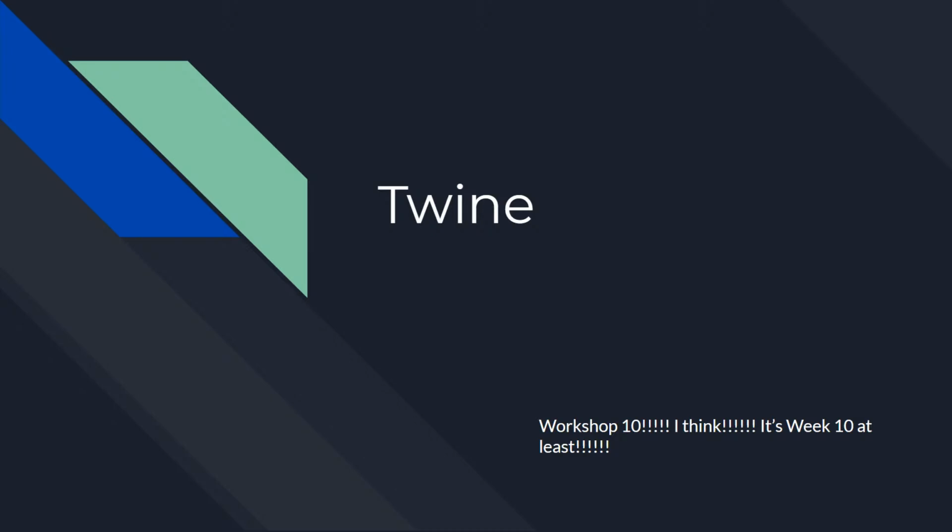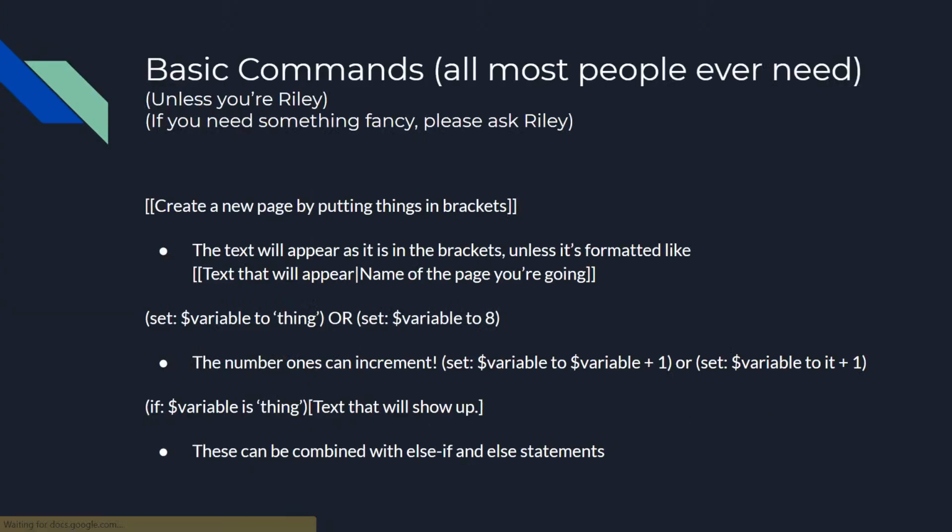But today I'm going to give a very brief overview of what Twine is. I say brief because of the Harlowe documentation. Harlowe is the programming language that you use to program in Twine. It's surprisingly complex. It's one of those tools where it's easy to get into, but hard to master. But once you master it, you can make some really weird stuff. So, these are the basic commands that you can use in Twine. Literally, 95% of the things you'll ever need to do in Twine are just going to be these three tools.